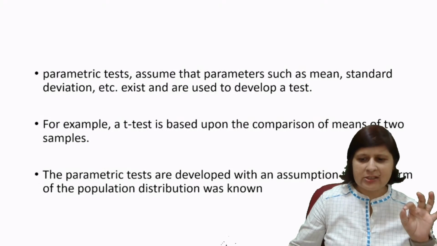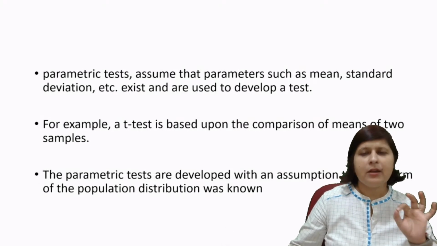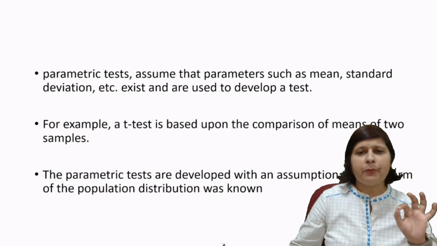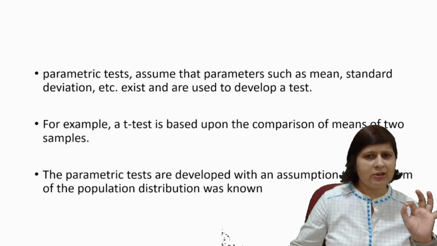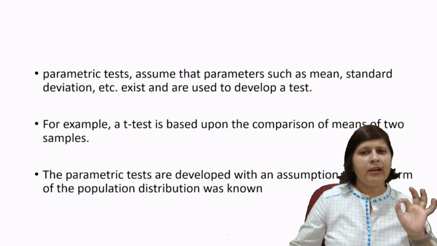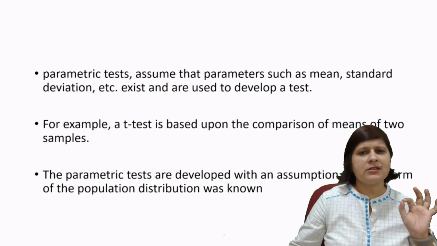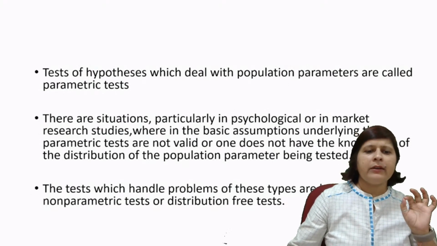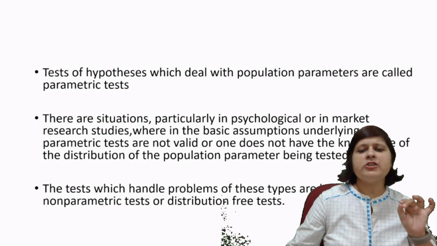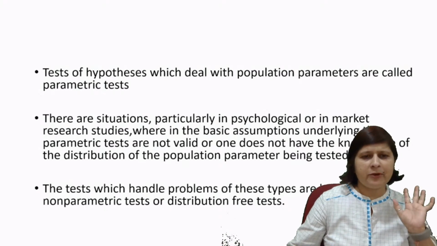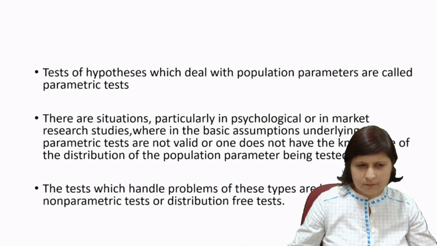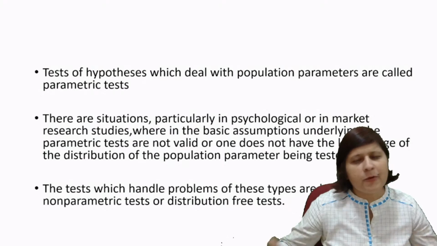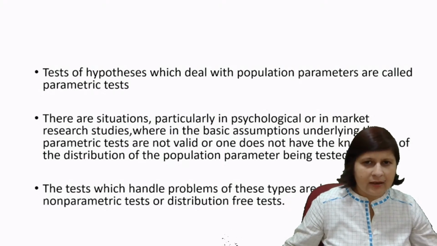One of the assumptions is that the form of population distribution is known, that the population distribution is known to the researcher, right? Only then can you carry out the parametric test. Tests of hypotheses which deal with population parameters are called parametric tests. See, if you know the distribution of the population, then you can carry out a parametric test.